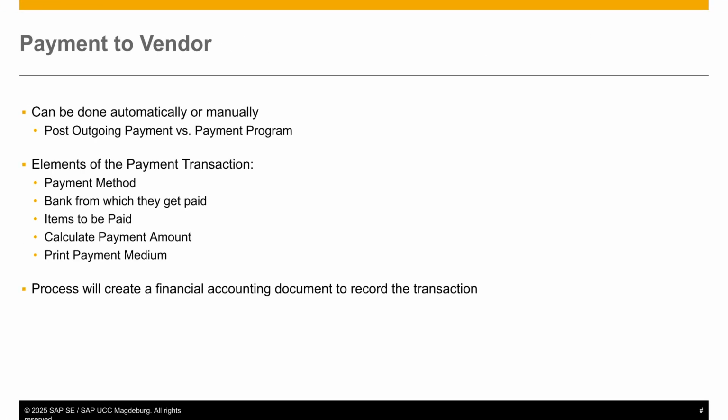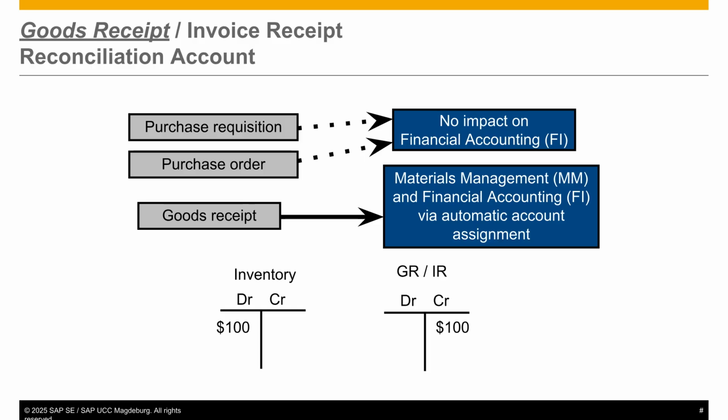Payments to vendors can be processed automatically or manually. Key elements include the payment method, bank selection, calculation of the payment amount, and the generation of the financial accounting document. This slide details the account assignment for goods receipt. It shows how the system automatically debits inventory and credits the GRIR clearing account, reflecting the accrual process.